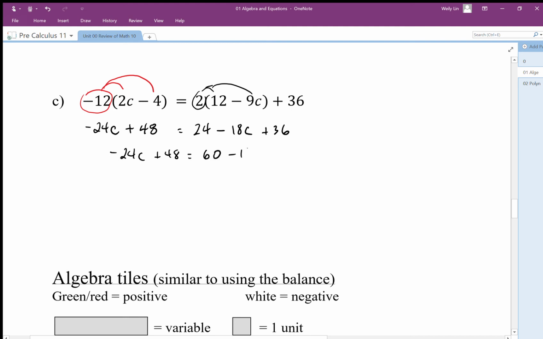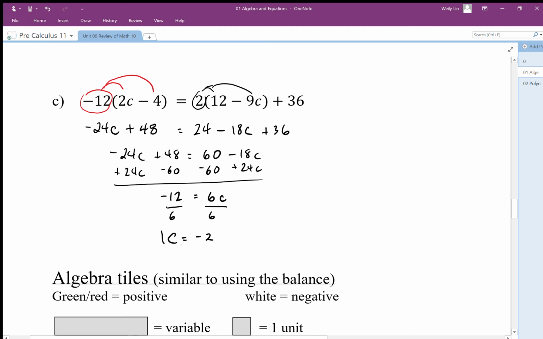So I'm going to add 18c to both sides. The reason why I'm doing this is because I want the positive c. That means I need to get rid of the 48 on both sides. So I end up with negative 12 equals positive 6c, and then dividing by the positive 6, I end up with c equals negative 2. So there's my solution.